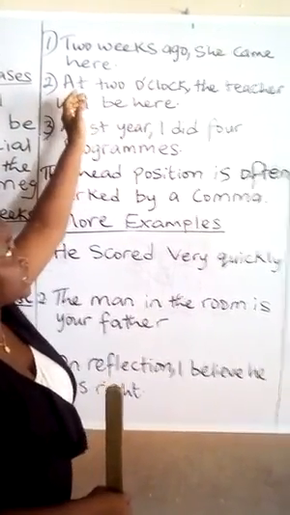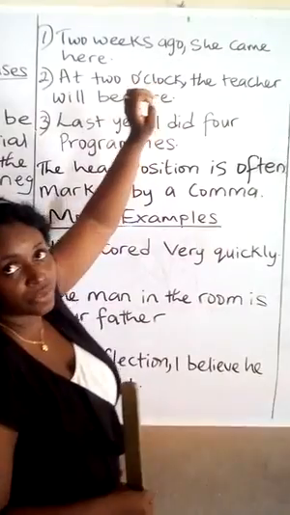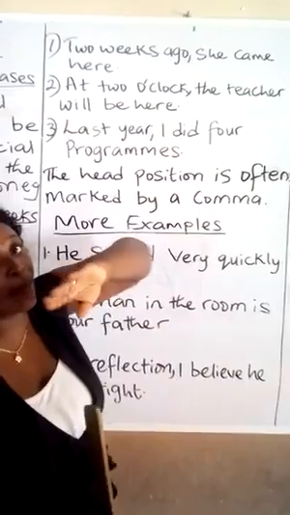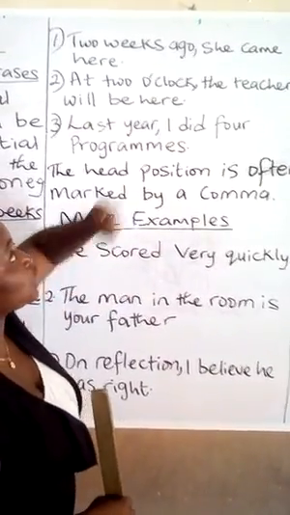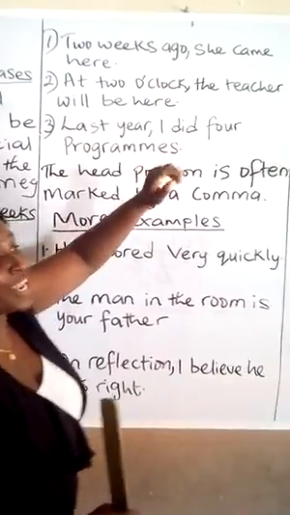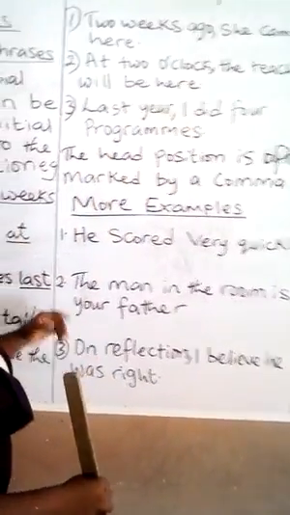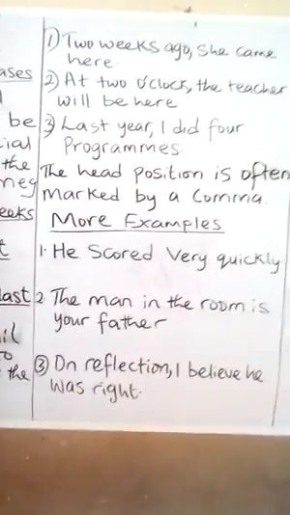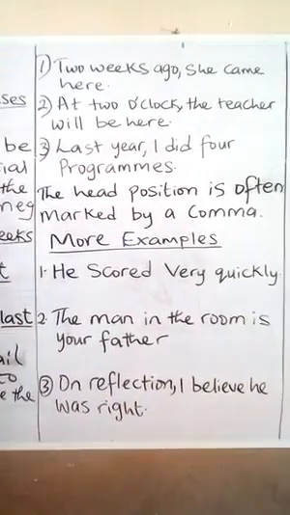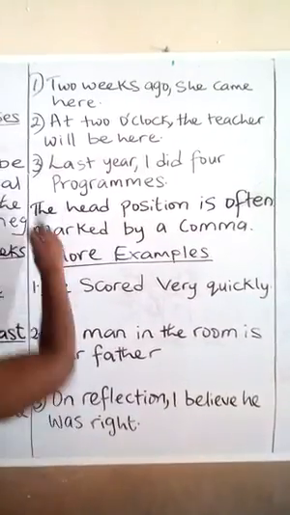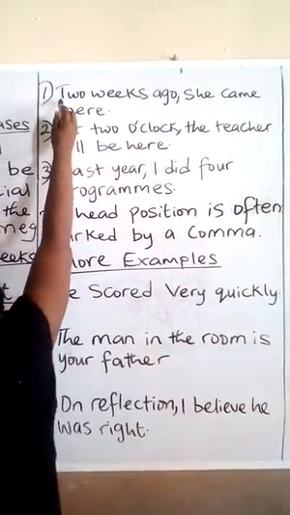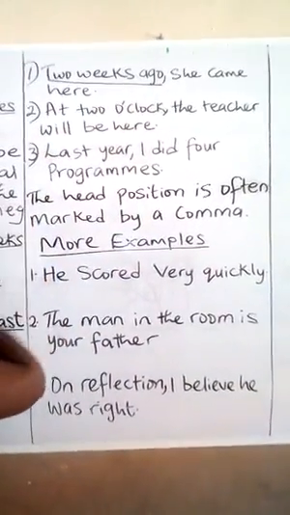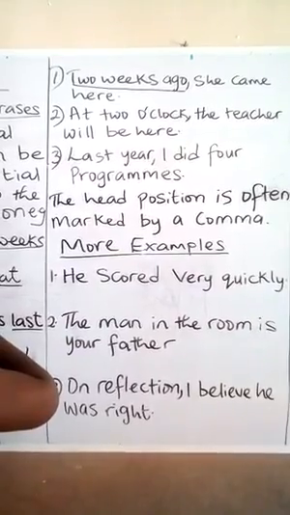What else do we notice about this sentence? It has a comma. So when you see a sentence that passes the main idea about a subject to you and is closely followed by a comma, you know that the first part of your sentence becomes your head sentence. Now let us underline our head sentences here. 2 weeks ago, she came here. So 2 weeks ago becomes our head sentence.